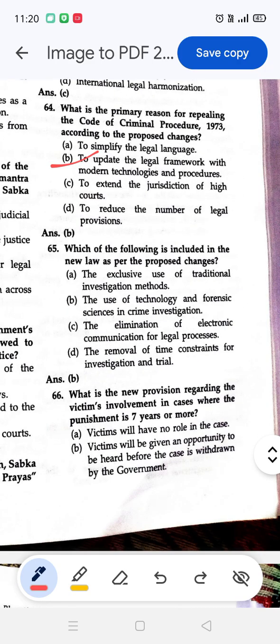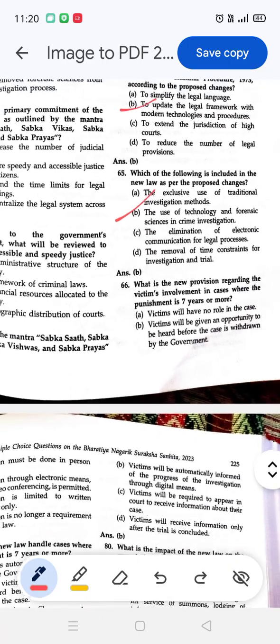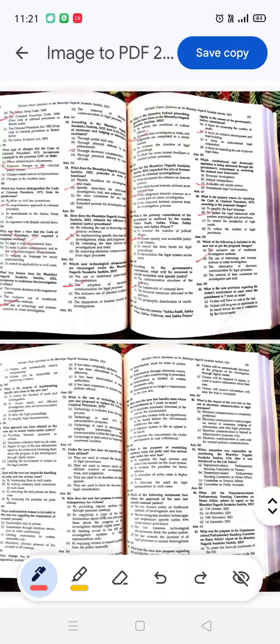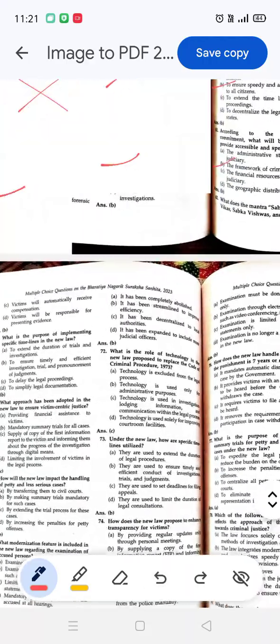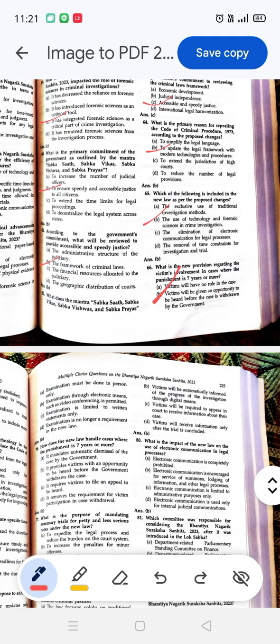Question number 65. Which of the following is included in the new law as per the proposed changes? So option B is correct. The use of technologies and forensic science in crime investigation. Question number 66. What is the new provision regarding the victim's involvement in case where the punishment is 7 years or more? So here option B is correct. The victim will be given an opportunity to be heard before the case is withdrawn by the government.